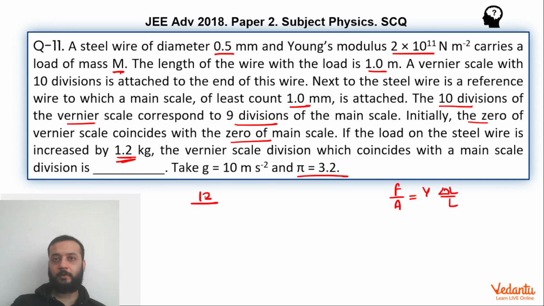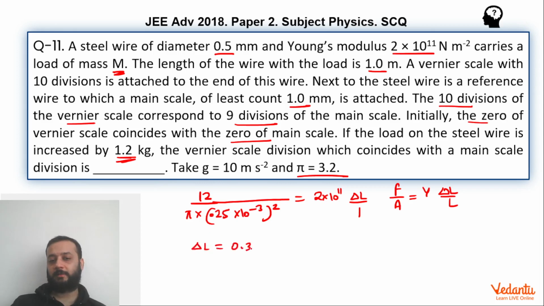So extra force is 12 Newton because when the mass was M, the zeros were already matching. So we are just trying to find the extra extension. Here 12 is the extra tension that will be generated, upon cross section area. The diameter is 0.5 mm, so pi into radius squared becomes pi into (0.25 into 10 to the power minus 3) squared, in meters square. So 12 upon this equals Young's modulus, which is 2 into 10 to the power 11, into delta L upon L, where L is 1 meter. When we solve this, we will get delta L as 0.3 mm. You can do the calculations, put the value of pi as 3.2.